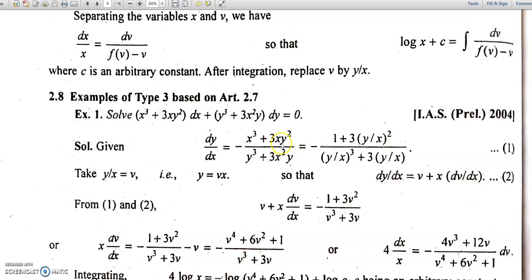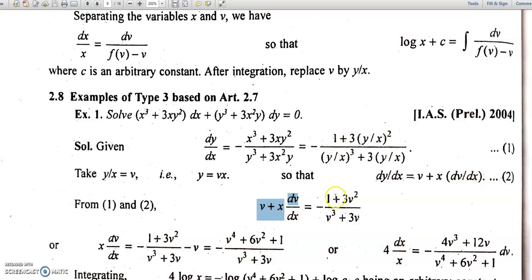If we divide it by x cube, then this will be 1 plus 3 of y by x whole square, because already x is there, and here is y by x whole cube plus 3 into y by x. If you put y by x equal to v, then y equals vx. So dy/dx equals what? This will be the uv method. So v plus x into dv/dx. So in place of dy/dx, we can put v plus x into dv/dx.